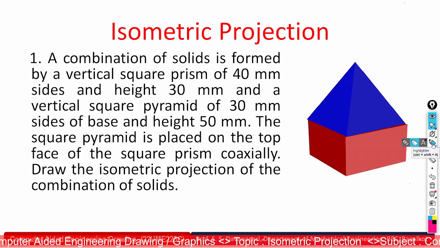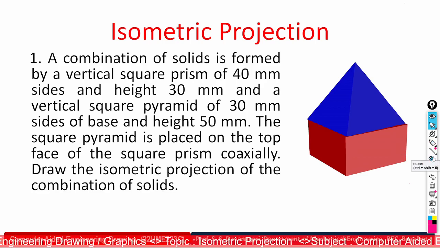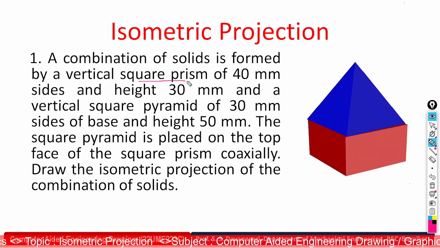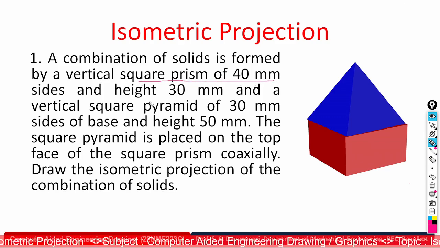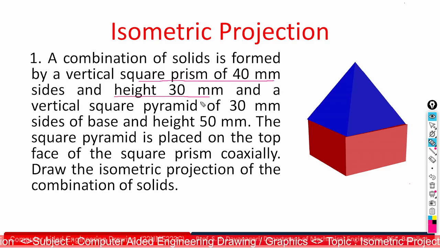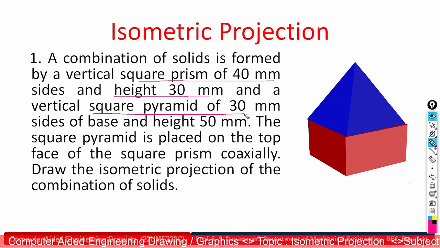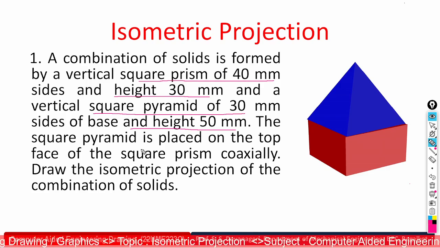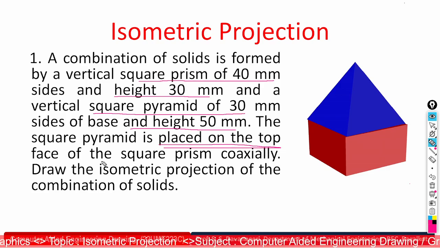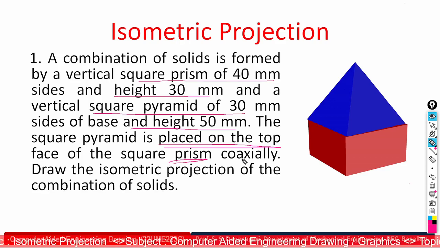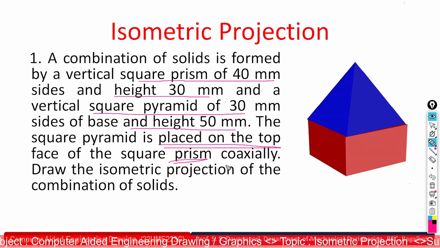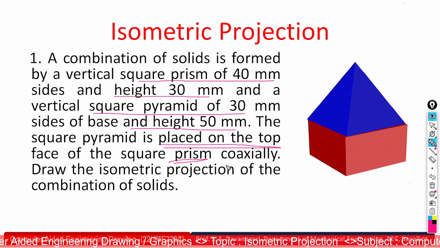So this problem consists of two solid primitives. One is a square prism of 40 sides and height 30 and another one is a square pyramid of 30 sides of base and height 50. The square pyramid is placed on the top face of the square prism coaxially. So draw the isometric projections of the combination of solids. Now let us see how you can solve this problem in your isometric grid sheet.